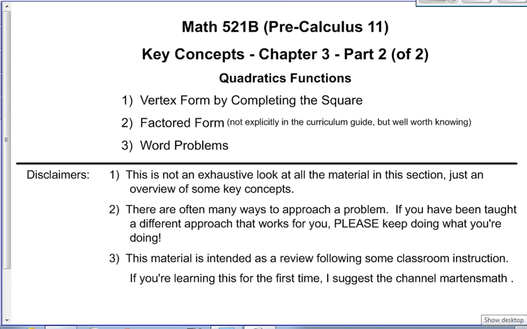Hi folks, welcome to the second part of the Chapter 3 Key Concepts Review for Math 521B, or Pre-Calculus 11. We're looking at quadratic functions, specifically vertex form by completing the square, word problems, and we'll also sneak in factored form. There are a few disclaimers on screen.